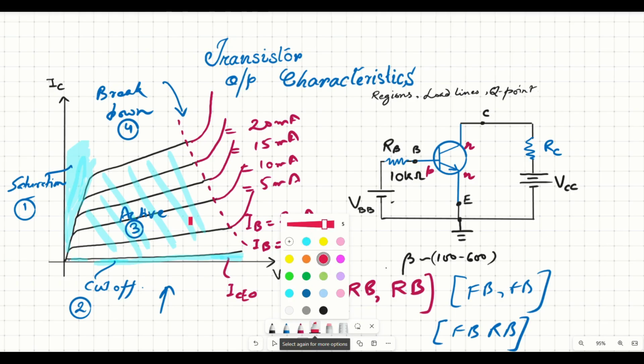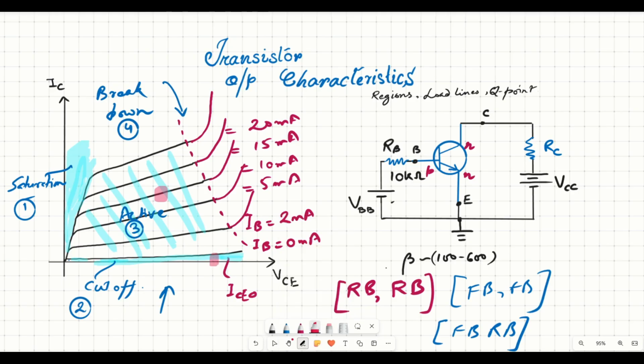For example, if we have the transistor characteristic somewhere around this point, that means the transistor is working as an amplifier. Now if we have the transistor point somewhere around here, that means the transistor is in cutoff mode or cutoff region. Then if we are somewhere around here, the transistor is said to be in the saturation region. And finally, if our transistor is working somewhere around here, that means the transistor is already in the breakdown region.